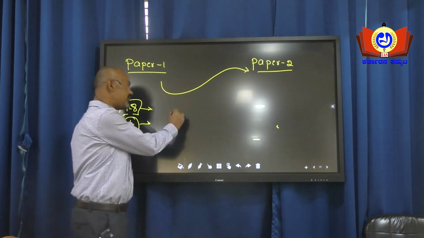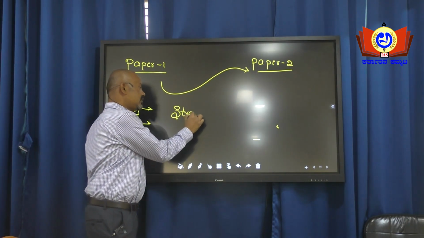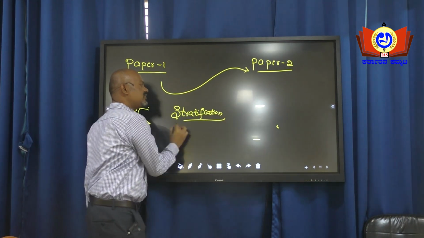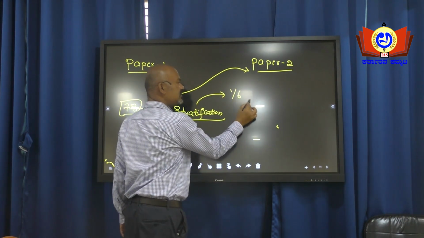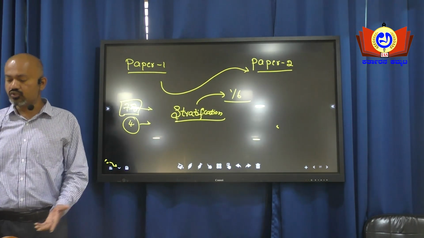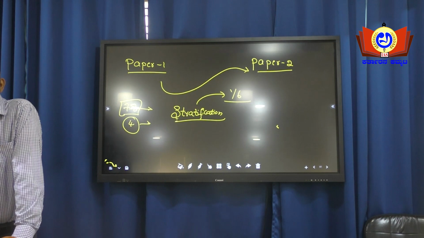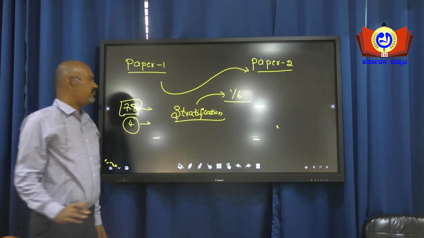But in stratification, definitely linkage is there, stratification. Okay? See, stratification, no, it's a bigger slot. 1/6 of the syllabus, stratification. If you take complete sociology, paper 1 and paper 2, 1/6 of the syllabus is there in stratification. Okay? So, definitely combination is there.